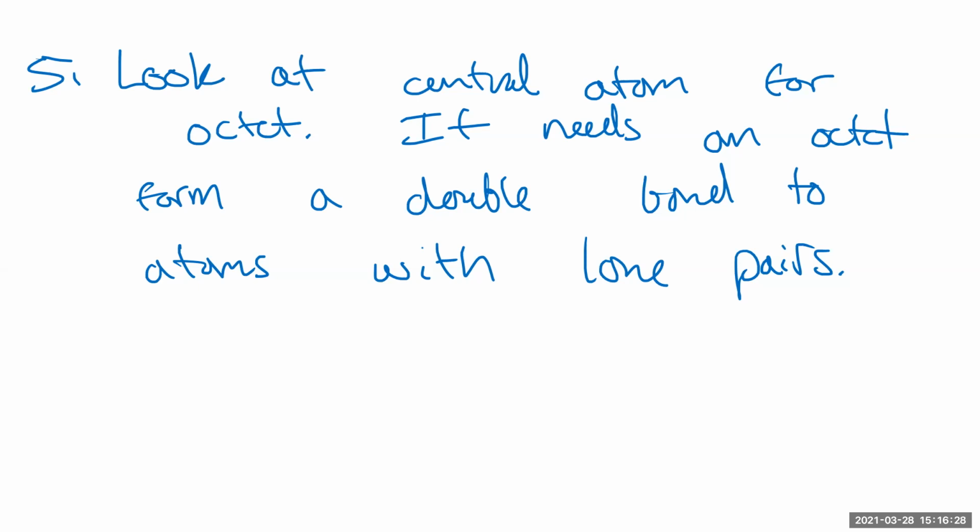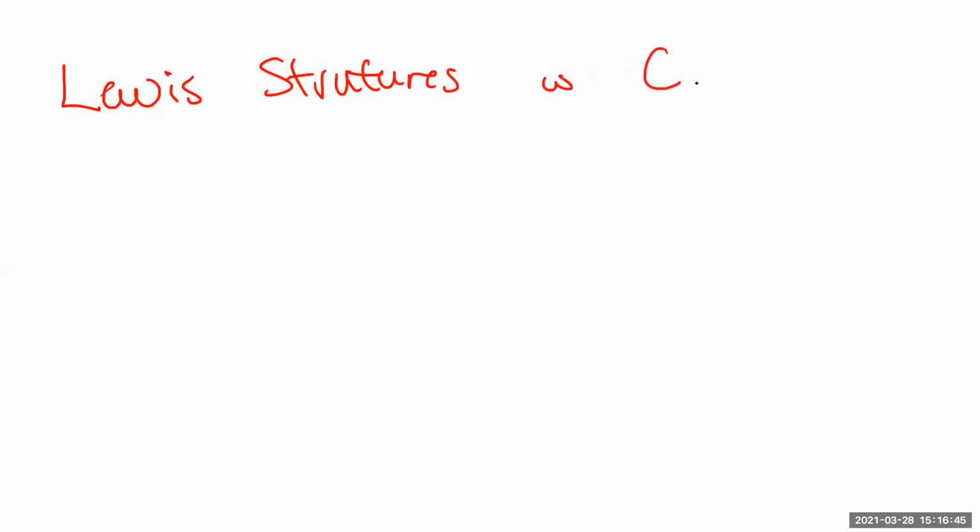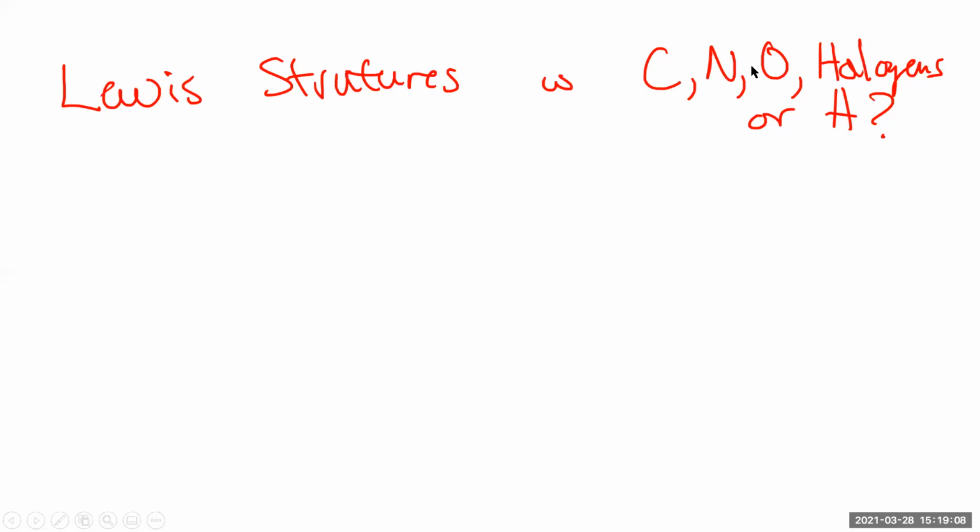Okay. There are additional notes that your book makes actually before looking at the general rules, and I wanted to look at that in the opposite direction. So your book says, what about Lewis structures first with carbon, nitrogen, oxygen, halogens, or hydrogen? So what about them? We'll answer these questions in the next recording.